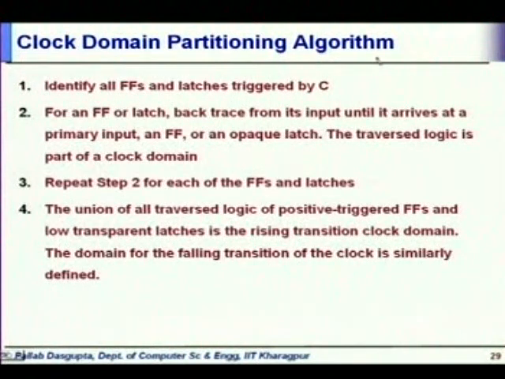So, this is a clock domain partitioning algorithm. Identify all flip flops and latches triggered by the clock C. So, remember that there can be different clocks in the circuit. So, we just follow the clock and see which are the flip flops and latches that are driven by that clock. For a flip flop or latch, backtrace from its input until it arrives at a primary input or a flip flop or an opaque latch.